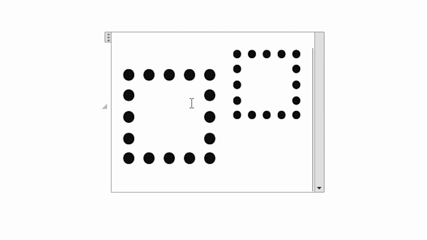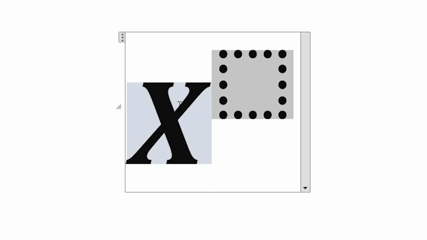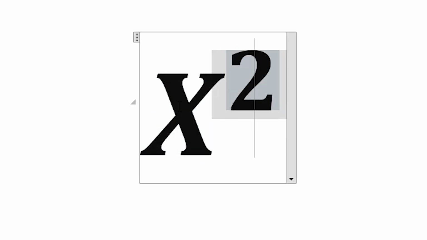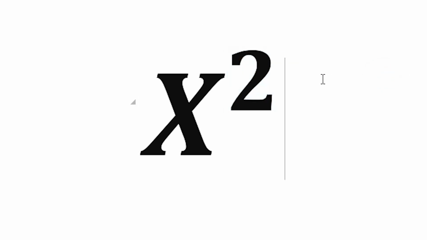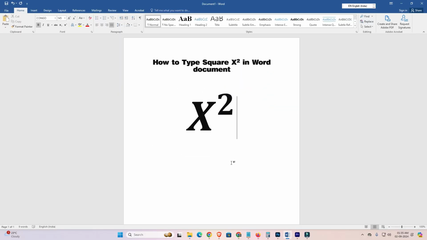And here we find the script. Go to the first box and type your number. Then go to the second and type the number that you want. And click here and you exit from your superscript. So guys, these are the three simple ways to type superscript or square in a Word document.